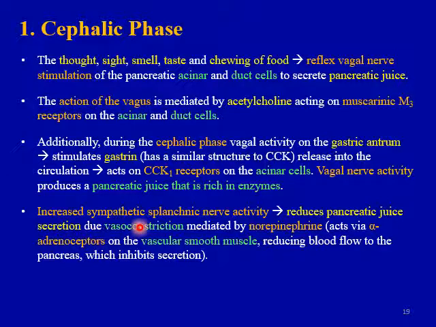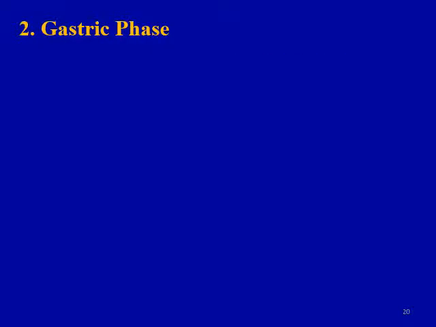Increased sympathetic splanchnic nerve activity will reduce the pancreatic juice secretion due to vasoconstriction mediated by norepinephrine, the mediator of the sympathetic activity. This norepinephrine acts via the alpha adrenoreceptors on the vascular smooth muscles, reducing the blood flow to the pancreas, which will inhibit the secretion. Blood flow carries the amino acids, water, and electrolytes that are components of the pancreatic juice.